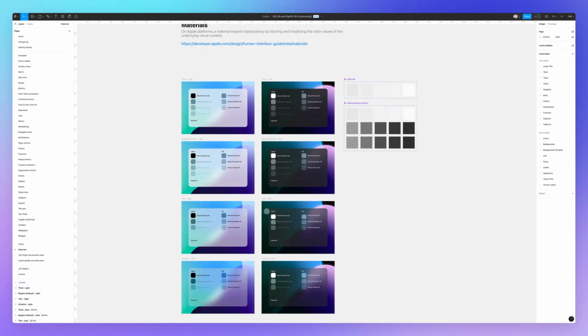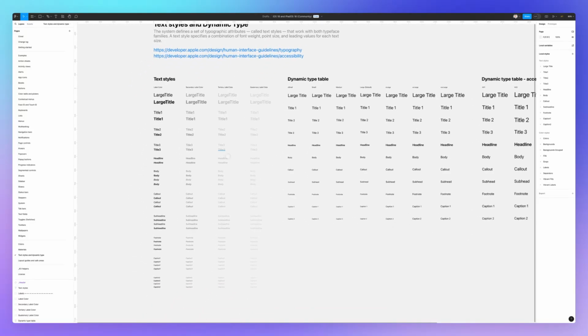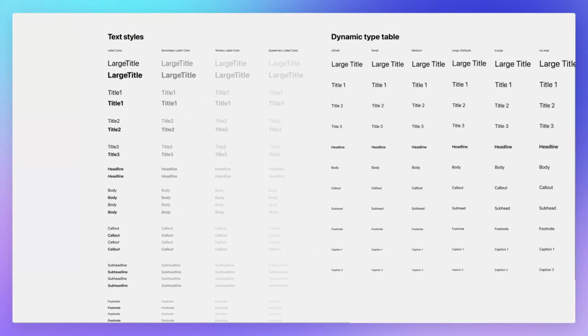Then over here we have the materials, which is quite specific for Apple's guidelines. And the very next topic that I want to talk about is going to be the typography, because this is actually extremely important.